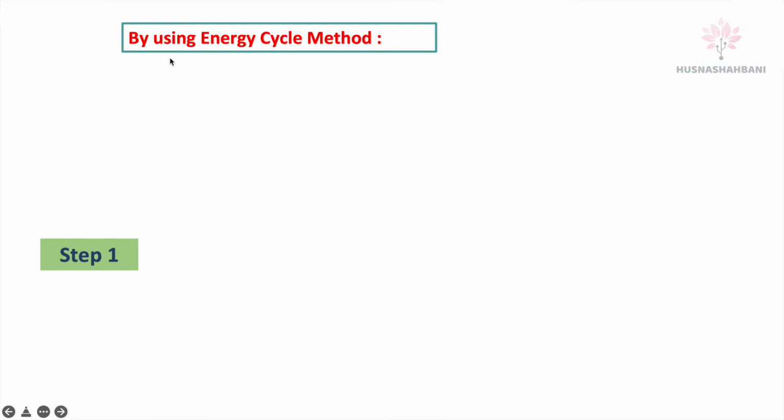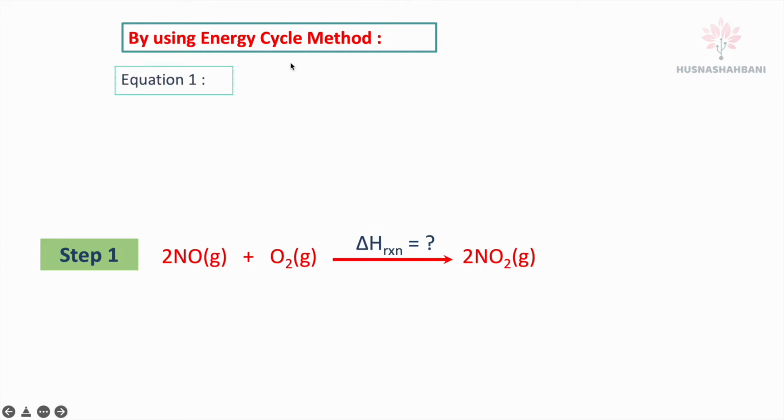Next, I'm going to show you the energy cycle method, the second method for applying Hess's law. Step 1, write down the target equation, 2NO plus O2, the product is 2NO2. We need to determine the delta H reaction. So this is equation 1 given in the question.